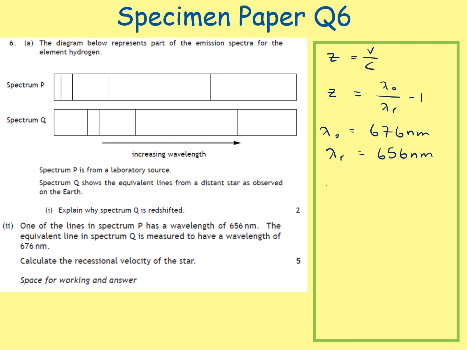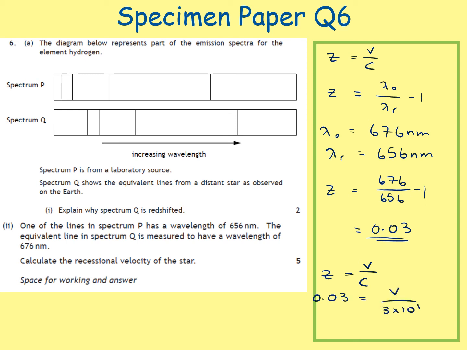So let's pop those into our equation. z equals 676 over 656 minus 1, and that gives us an answer of 0.03. Now we can put that into our other equation. In fact, let's write our equation first. z equals v over c. We've got 0.03 equals v over 3 times 10 to the 8. Rearranging that, we get v equals 9 times 10 to the 6 meters per second.